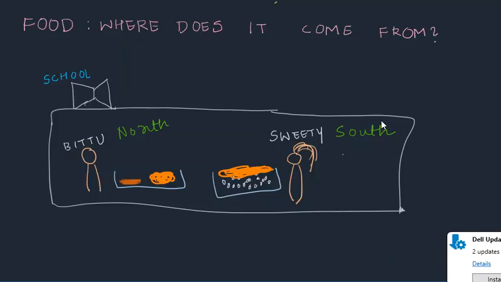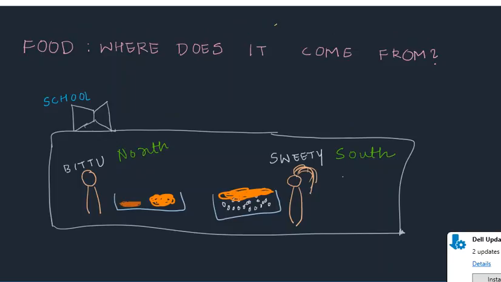Now let's look at the conversation between them. Sweetie asks Bittu, Bittu, what are you having? Now Bittu replies, I'm having roti and dal. What about you? Sweetie replies, I'm having rice and sambar. Now looking at the different foods they were eating, they were very curious to find out from where all the food comes from. So they come to you to help them.